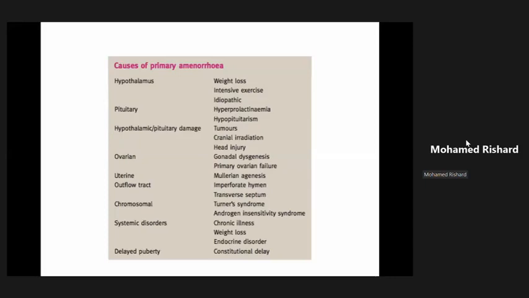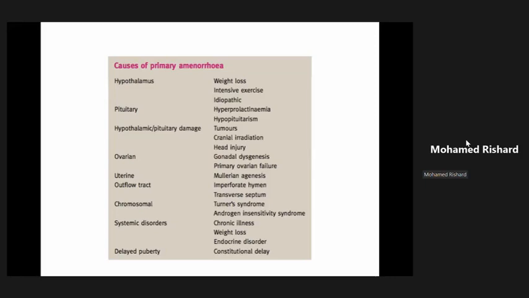There is something called primary ovarian failure. The ovary initially functions, genetically everything is okay, but the ovary fails, or its function ceases. Then obstructions: they have everything, genetic components are okay, uterus is okay, they menstruate, but the menstrual blood can't come out because of a thick imperforate hymen or a transverse septum in the vagina. Sometimes chromosomal issues, Turner syndrome, androgen insensitivity syndrome, all this can again be causes.